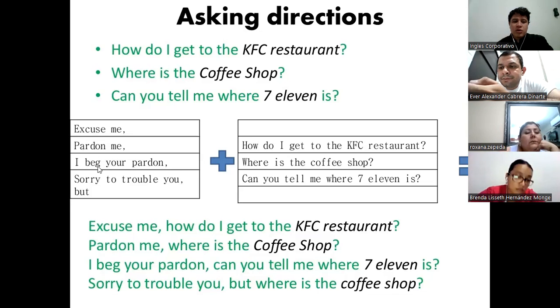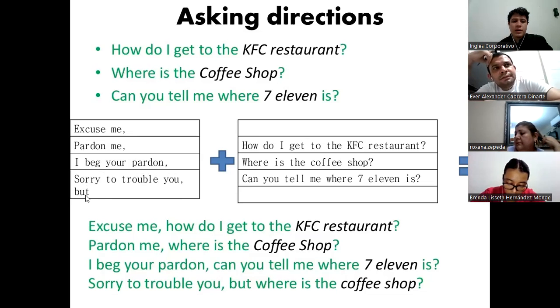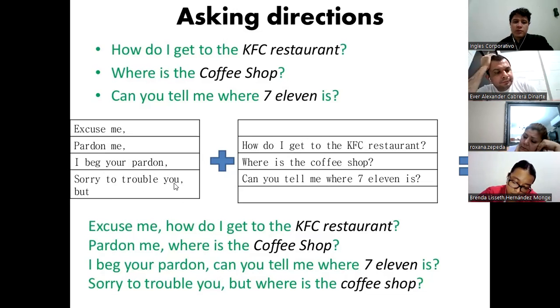I beg means como rogar, right? Es como, le pido perdón o le explico perdón. Usted sabe dónde está o cómo llego a, okay? Like this one. Sorry to trouble you, but perdóneme de molestarlo, okay? O perdón por molestarlo, pero can you tell me where 7-Eleven is? Puede decirme dónde está, okay? Can you tell me? Sorry to trouble you. This one is like advanced vocabulary and formal.